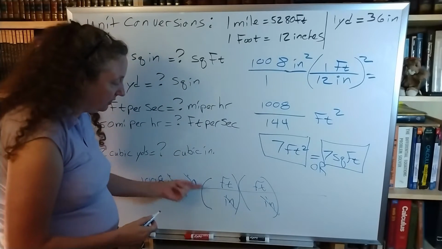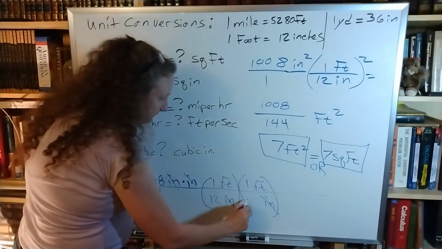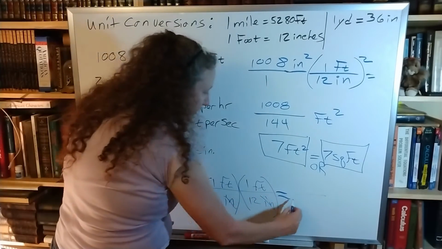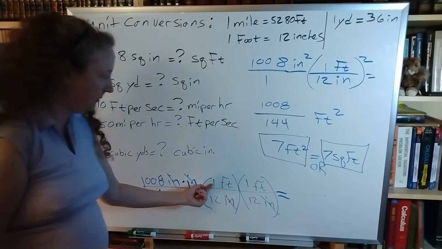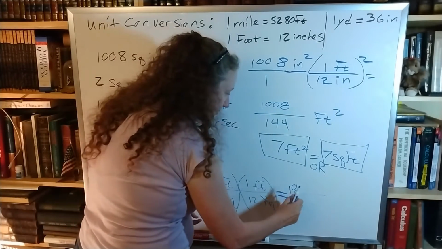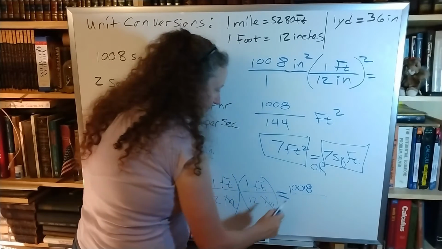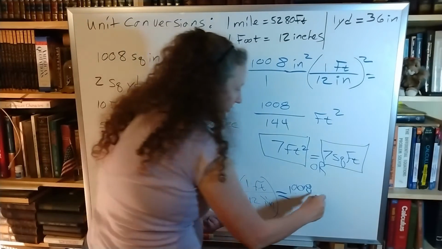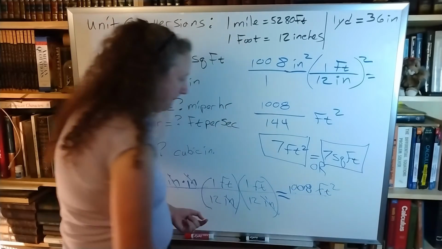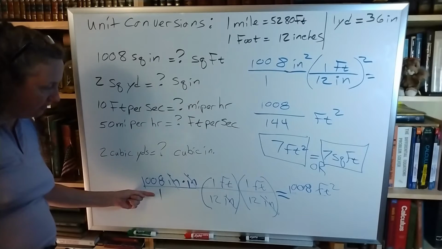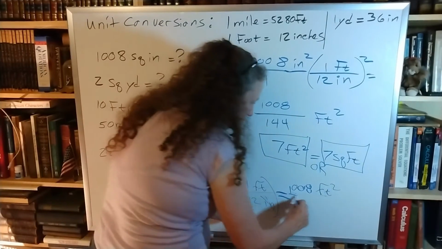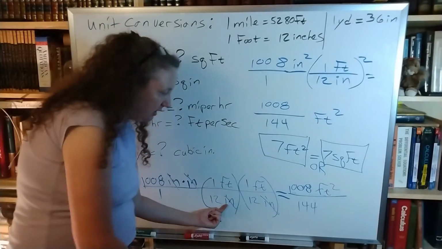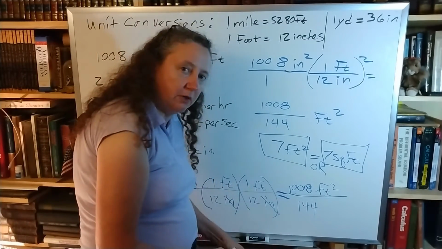So now I can fill in my numbers. 1 foot is 12 inches, 1 foot is 12 inches. Make sure you put the right number with the right unit. Get over here to my answer. 1,008 times 1 times 1 is 1,008. Units, inches gone, inches gone, feet, feet. So I have feet squared. On the bottom, I have 1 times 12 times 12, gives me 144. Units, no units, that's gone, no units to put on the bottom.